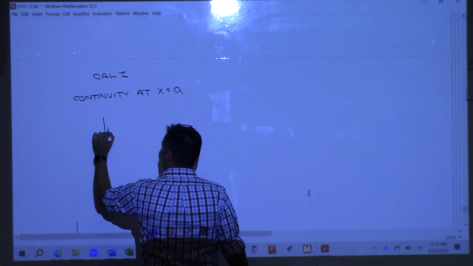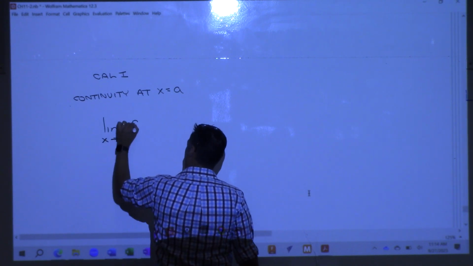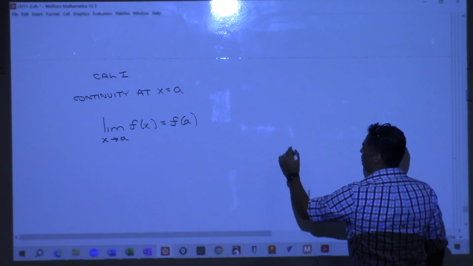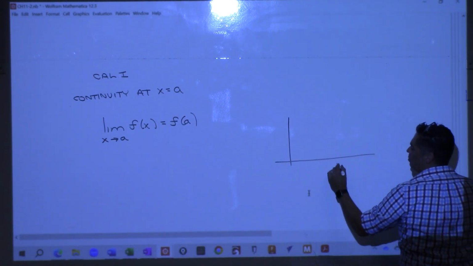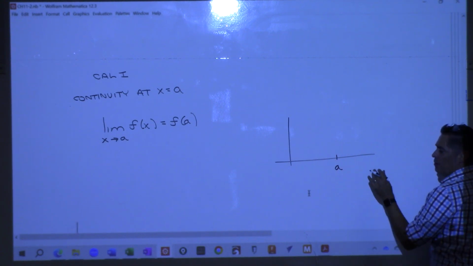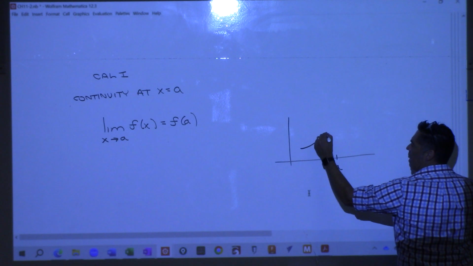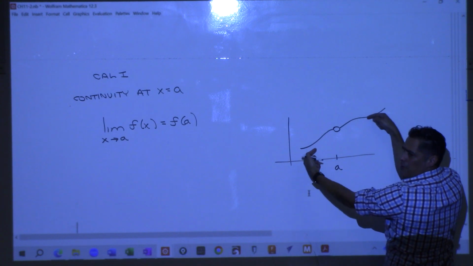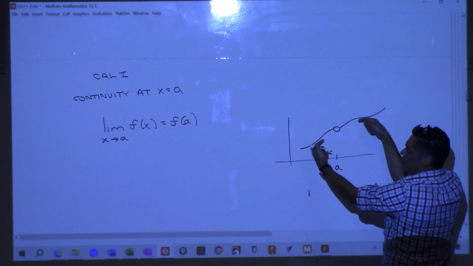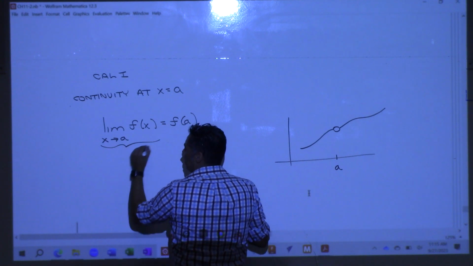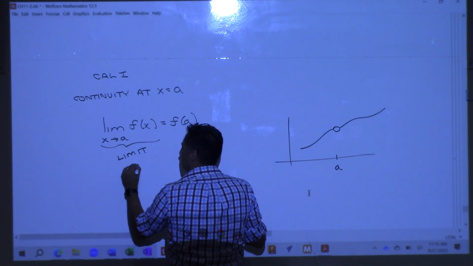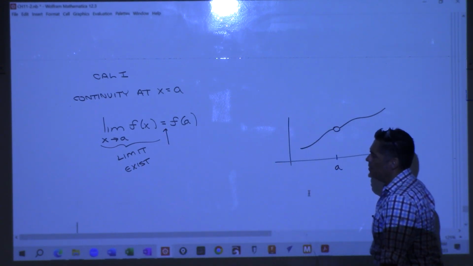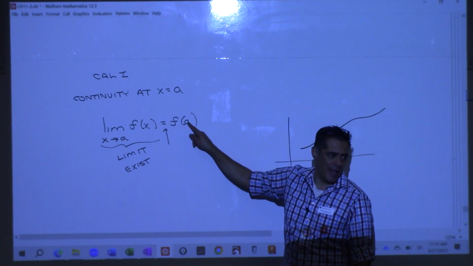Here's the definition. It says the limit as x approaches a of your function must be equal to f of a. So visually, here's what it meant. If you want to talk about continuity of a function at a point a, then what we need is the function from the left and from the right to be approaching the same value, okay? That means the limit exists, right? So that's this left side. This limit exists, okay? And what does that limit have to be equal to? The value of the function at that point a.